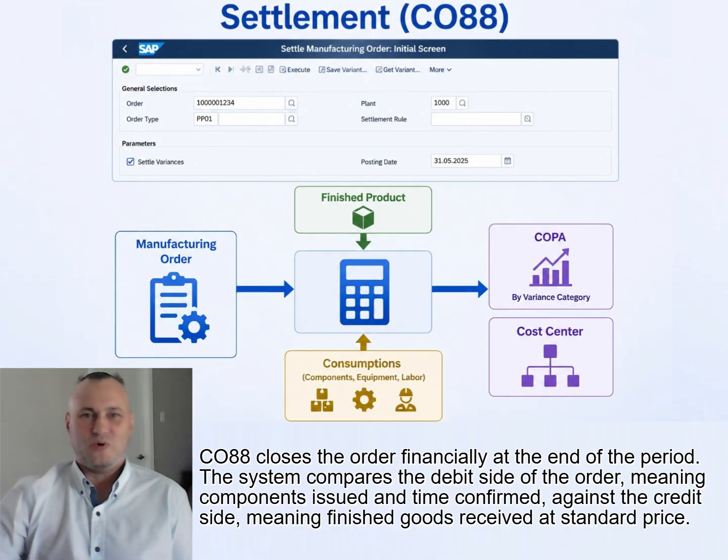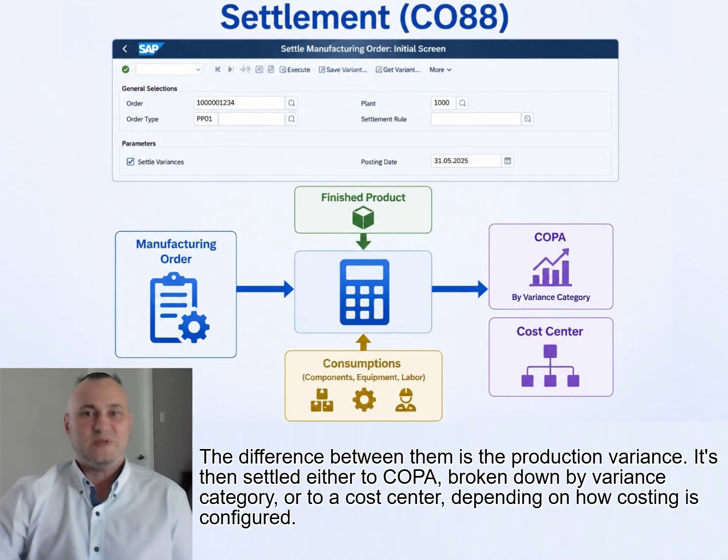CO88 closes the order financially at the end of the period. The system compares the debit side of the order, meaning components issued and time confirmed, against the credit side, meaning finished goods received at standard price. The difference between them is the production variance. It's then settled either to COPA, broken down by variance category, or to a cost center, depending on how the costing is configured.